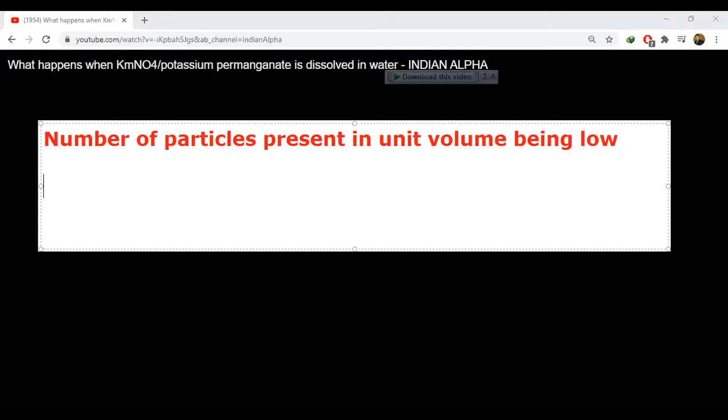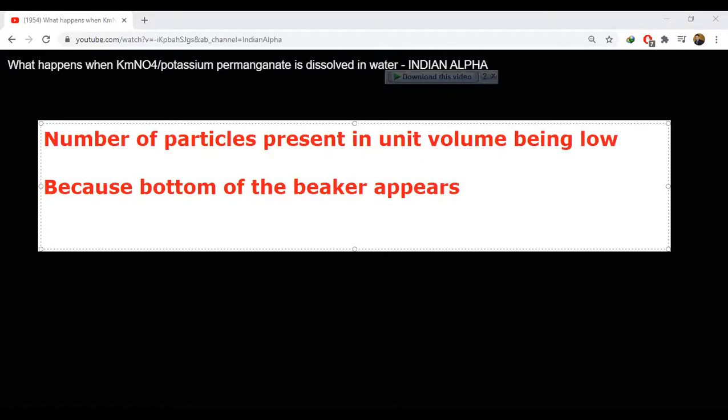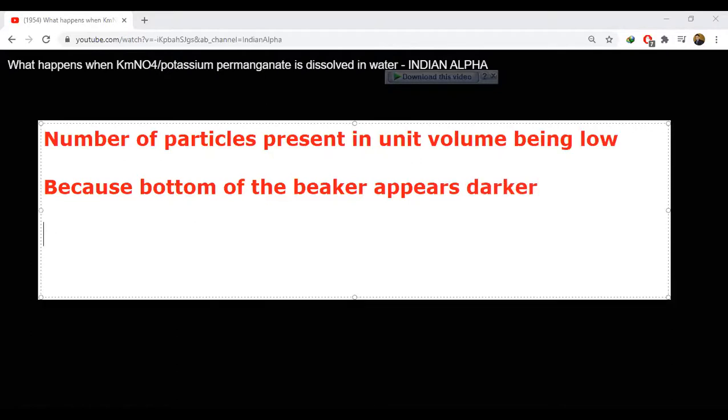So you can say, because bottom of the beaker appears darker. Am I right? Bottom of the beaker appears darker. Done, sir.